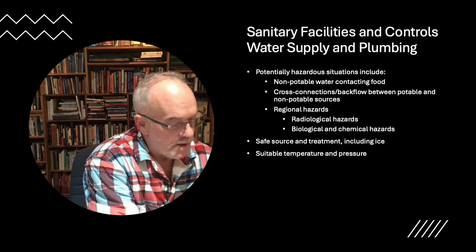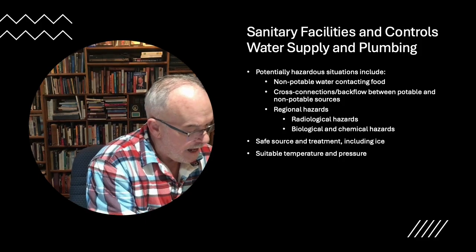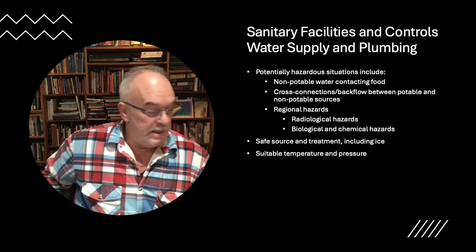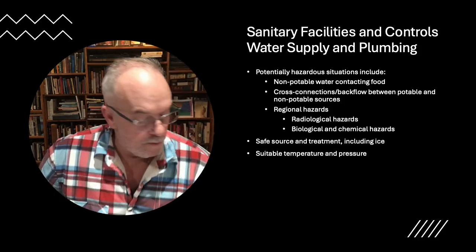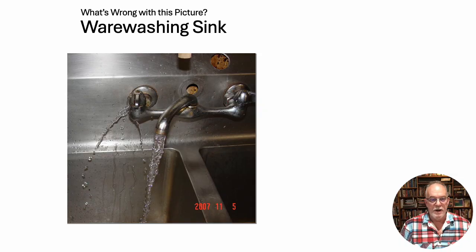21 CFR 117 subpart B tells me I gotta have good water, and particularly the section that covers that. My water is in 117.37. Remember that this is under my sanitary facilities. All right, so what do you see here? What's wrong with this picture?